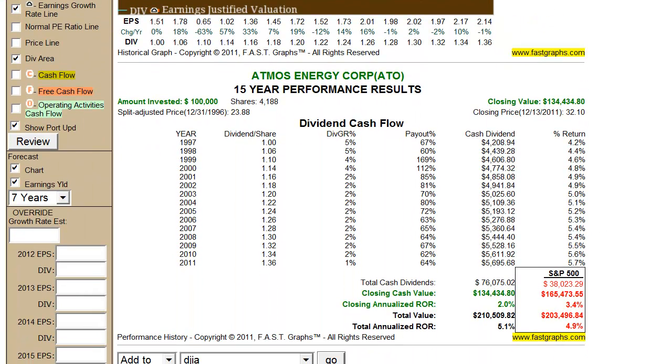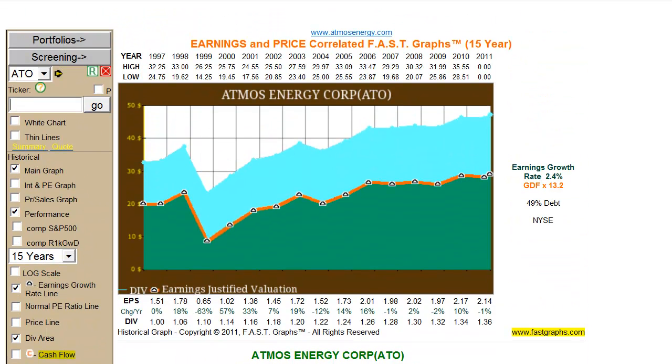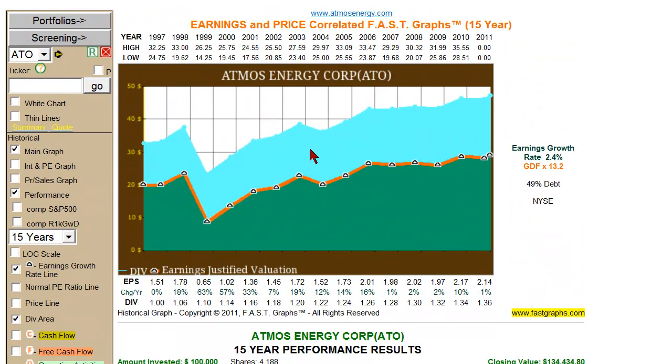And if we go down to the performance chart, you can see that the payout ratio averages something around 60% for most years, but during the years where the earnings were weak, it was over 170%. So by simply looking at this graph, you can see that there's a high payout ratio.